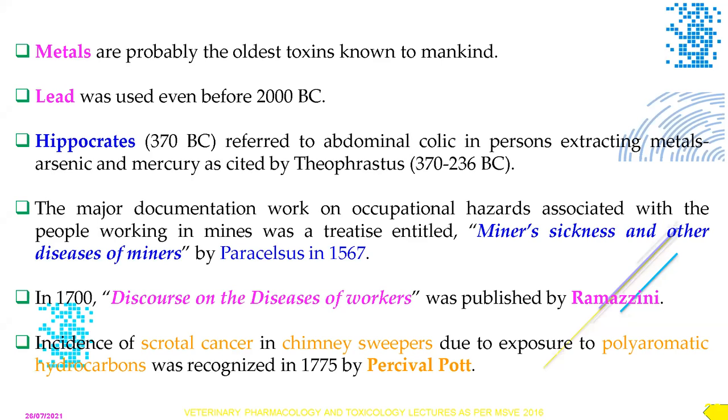And the major documentation of occupational hazards, which are related to different occupations, came next. At that time, mining was one of the main jobs of people, especially in commercial life. The people working in the mines used to fall very sick due to the toxicity of the gases and also the dust material. He wrote a book called Miner Sickness and Other Diseases of the Miners. Paracelsus wrote it in 1567.